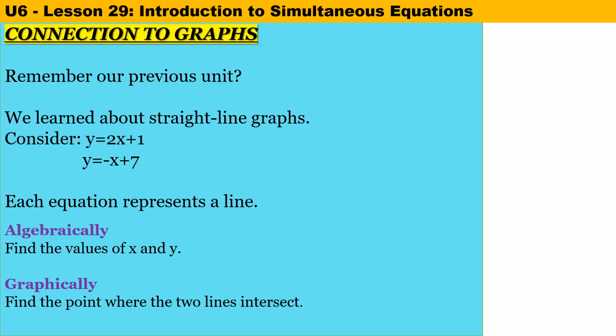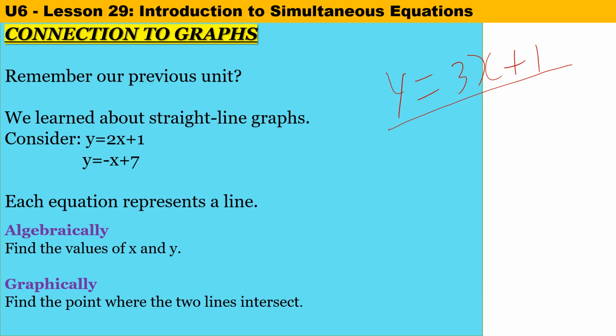Now, I mentioned that simultaneous equation connects with graph in terms of straight line. Remember in Unit 5 where we have a straight line graph, it could be y equal 3x plus 1. When you put two of these straight line equations together, that is how you get a simultaneous equation. Each equation represents a line. So simultaneous equation can be solved algebraically or it can be solved graphically. So keep that in mind.